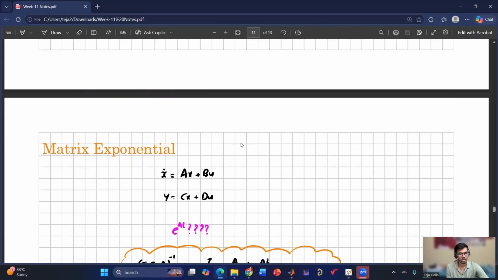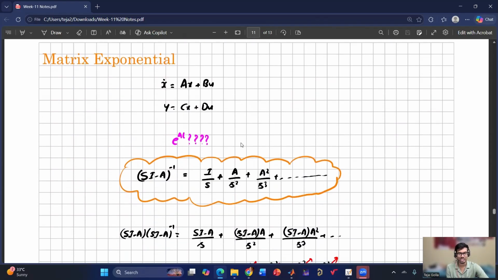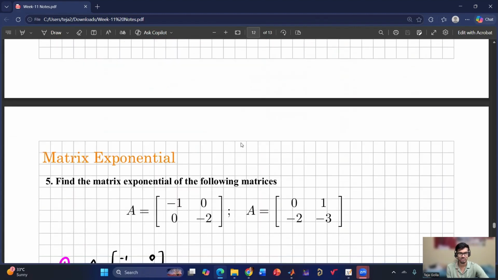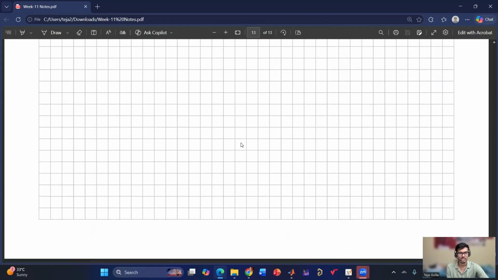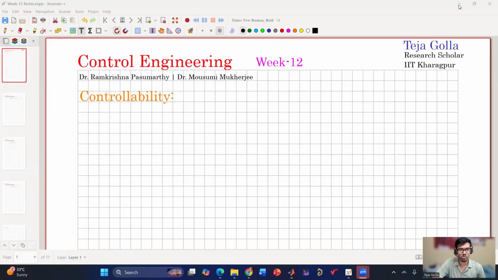Then we also discussed the matrix exponential, how to calculate it using Laplace inverse, and we solved a couple of problems based on that, and then we obtained how to get the matrix exponential. So this is all about week 11. Now moving to week 12. I hope you can see my screen.